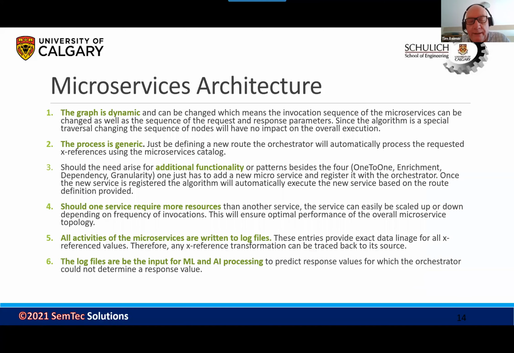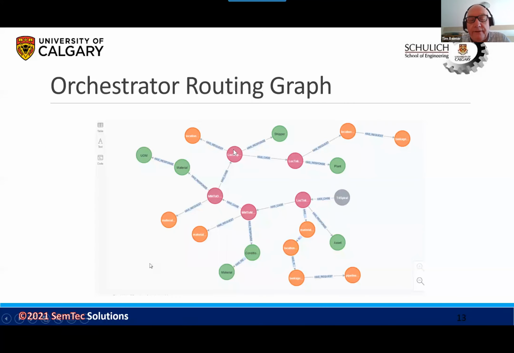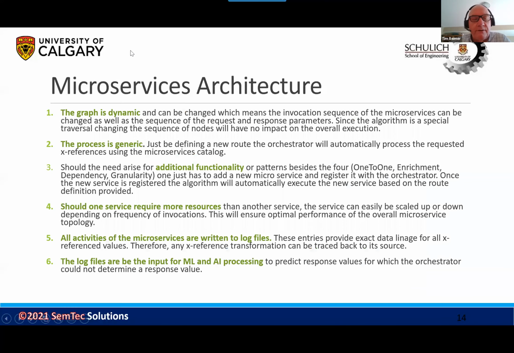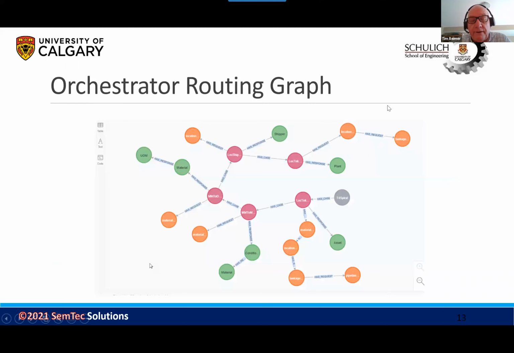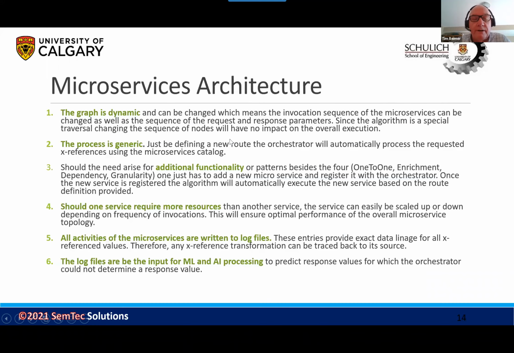First of all, this whole thing is dynamic, right? As I just said, I did this already. I moved this microservice over here, moved that one over there. I added one, we can call multiple one-to-ones, we can call multiple dependencies. We can do all sorts of things here just by defining these routes. So it's very dynamic. The process is generic. We can do any kind of transformation with this. It doesn't matter how we structure it, because it's all configuration based on a network graph.